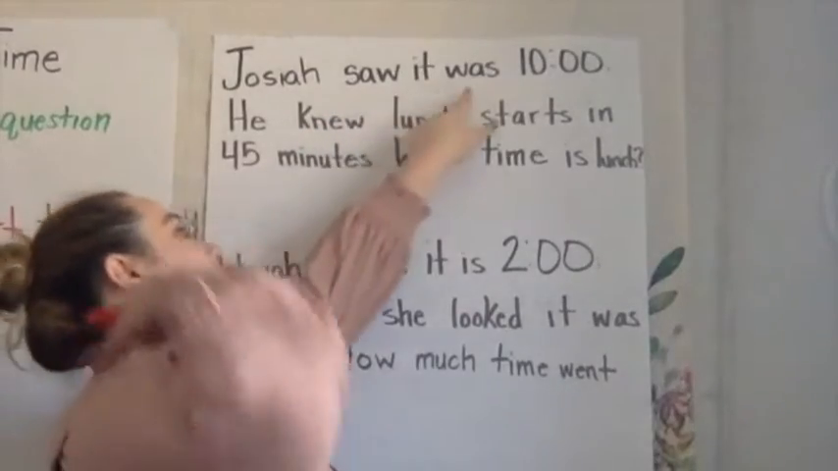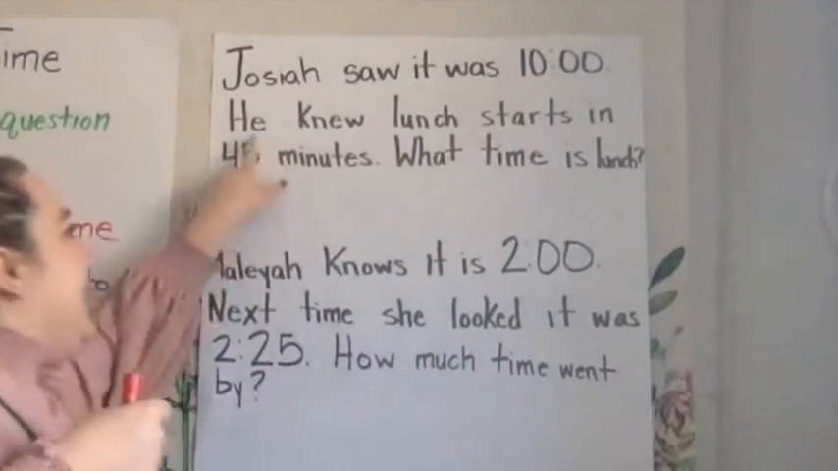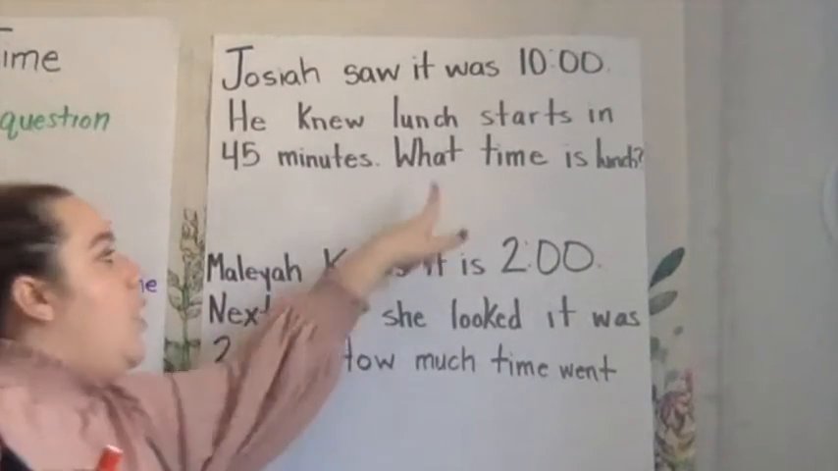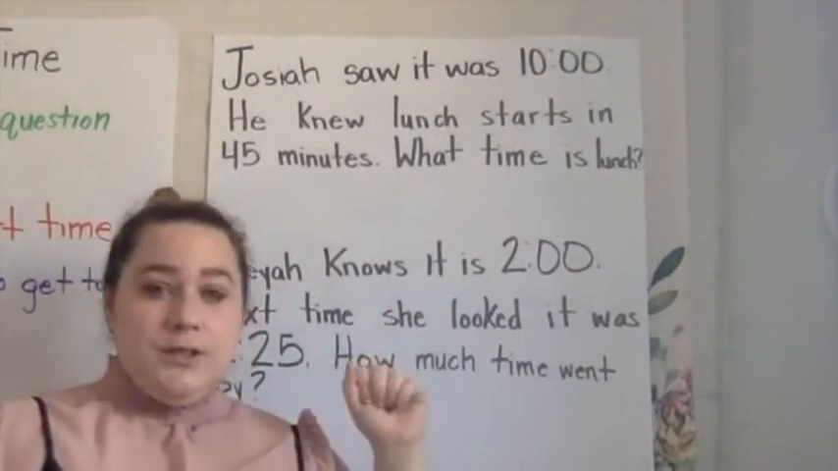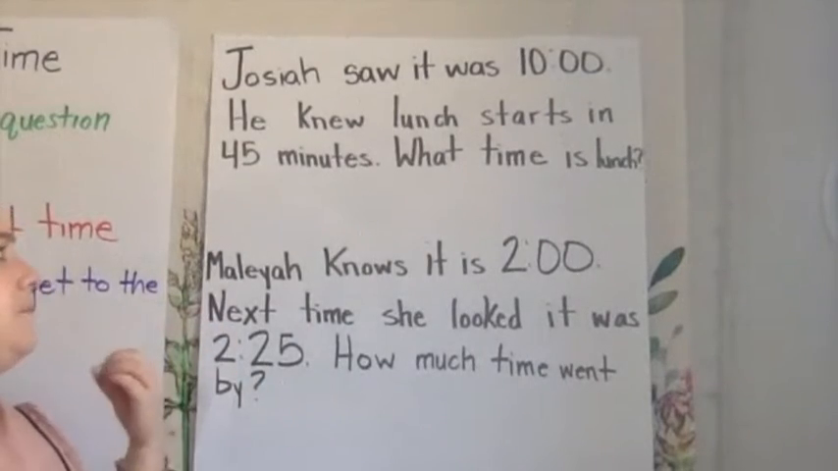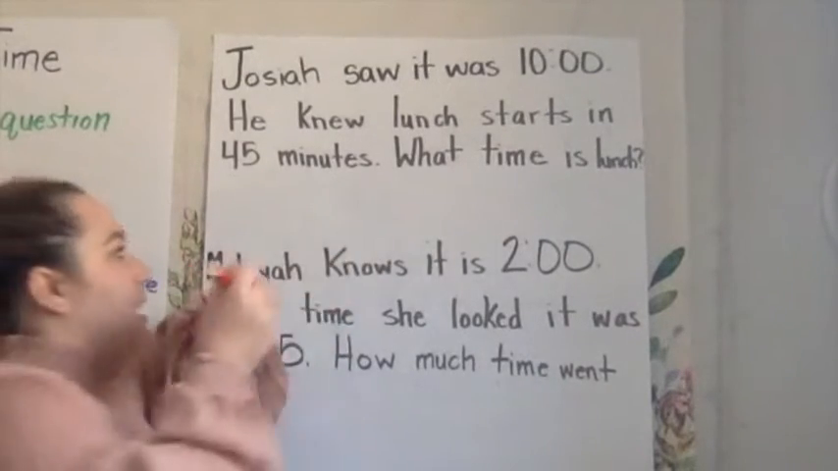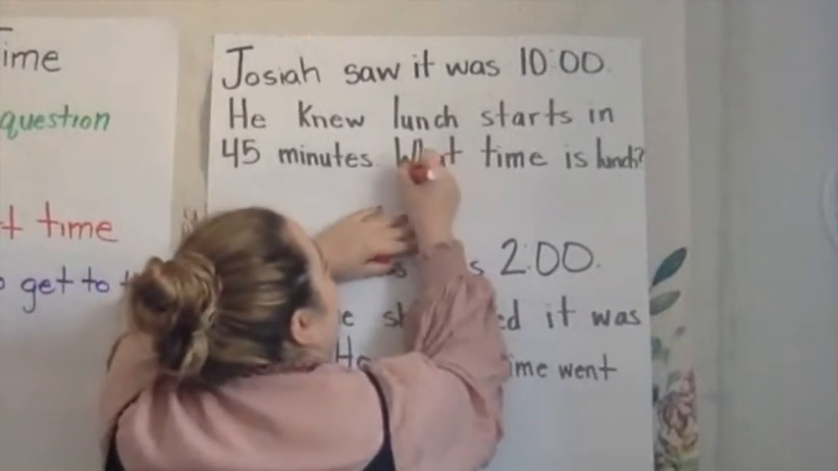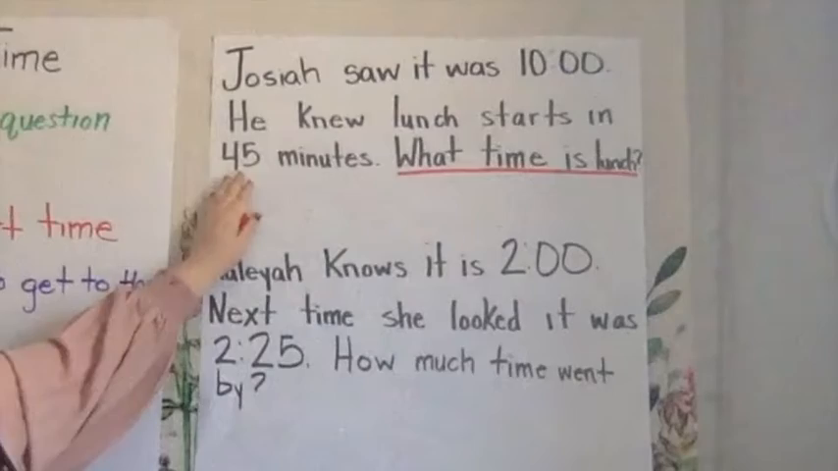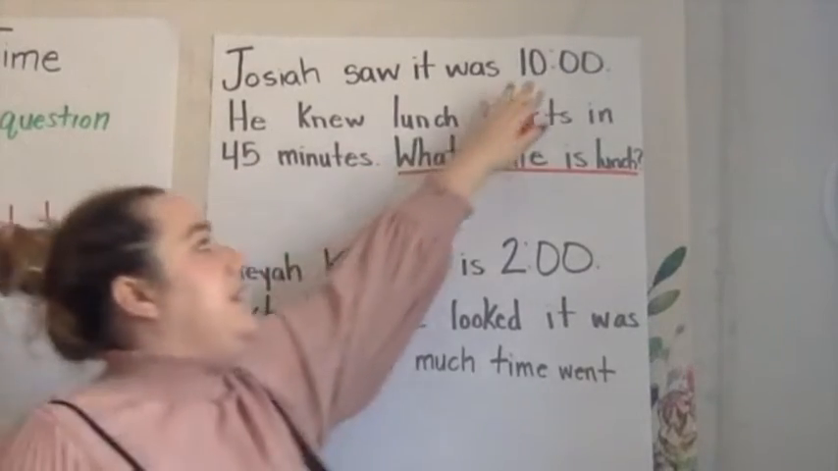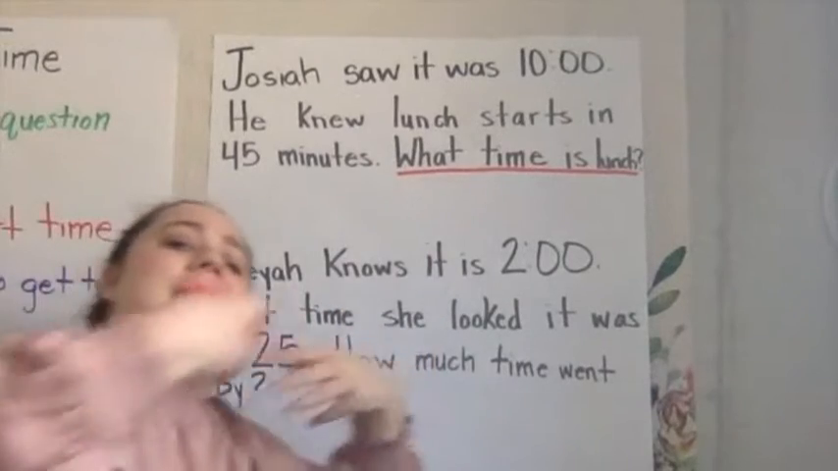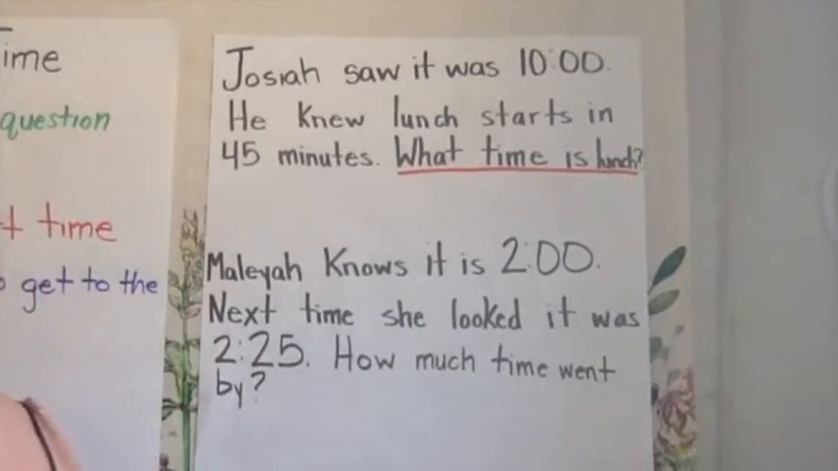Josiah saw it was 10 o'clock. He knew lunch starts in 45 minutes. What time is lunch? Okay, so we're starting with 10 o'clock. My question is asking me, what time is lunch? So I don't need to know how much time went by. I was given my start time. I need to figure out what time it is now that those 45 minutes have gone by.